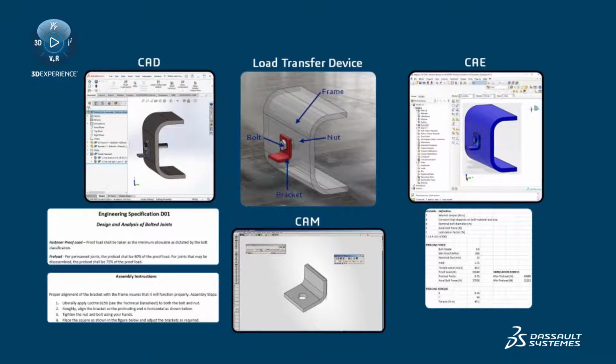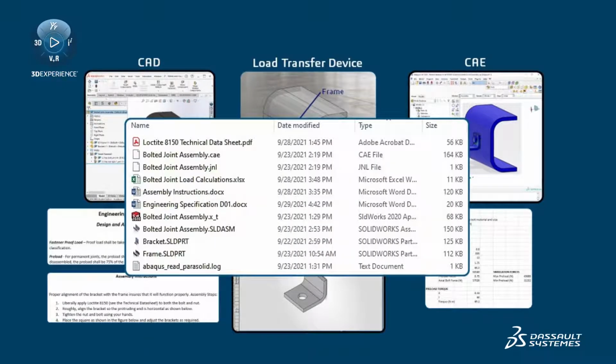I store all the files associated with my load transfer device in a Windows folder. Even if I am using a PLM system, there are still files. The PLM system just improves the file management processes. But, even with a PLM system, mistakes can easily occur. For example, the PLM system can't guarantee that the material properties used in my structural analysis are consistent with those defined in the CAD model.